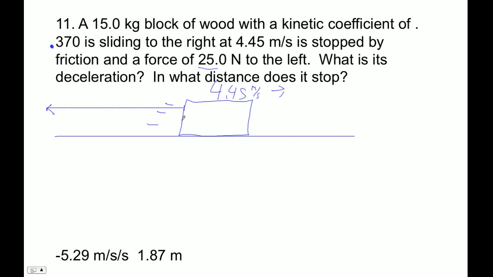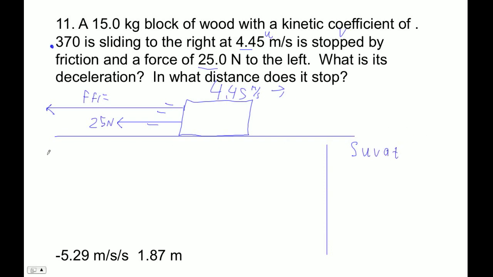And then there's, of course, the 25 newtons. So there's 25 newtons this way. And then there's also the force of friction, which we'll have to figure out, right? And if you notice, we've got initial velocity and final velocity, and we're going to have to solve a Suvat on the far side of this one, right? We'll have to Suvat that.